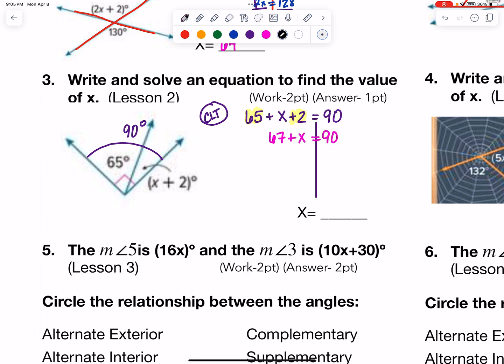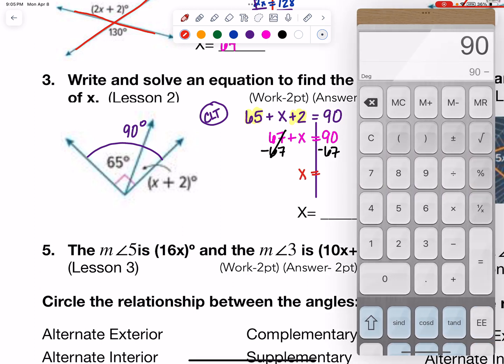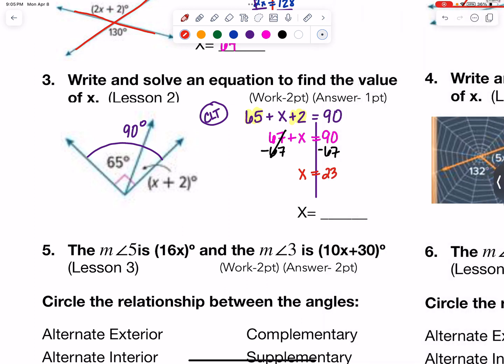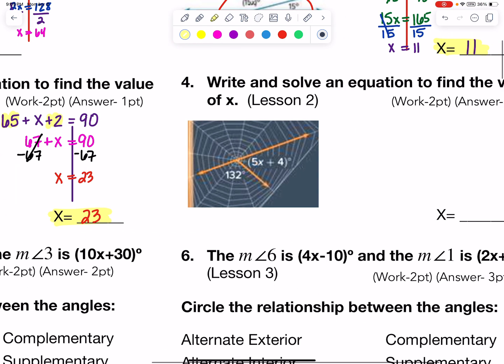And now we can go ahead and subtract 67 from both sides. And that's going to get us our answer already. So x equals 90 minus 67. And we get 23 equals x. And so there we go. And we highlight our answer. And we're good.